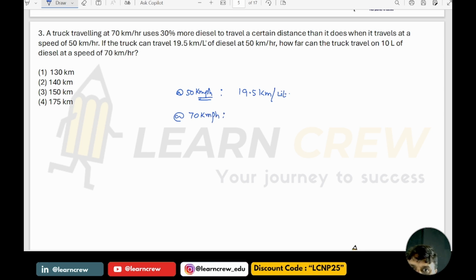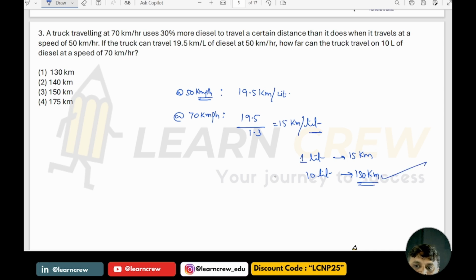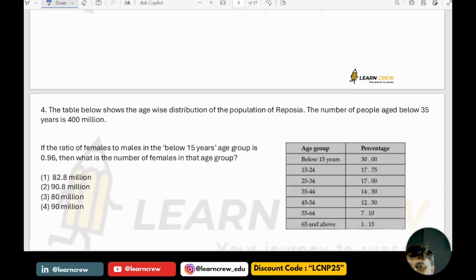So at 70 km per hour, the usage of diesel is increased by 30%. So 19.5 by 1.3 gives 15 km per liter. So how far can the truck travel on 10 liters? Per liter 15 kilometers, so 10 liters is 150 kilometers. So the answer is 150 kilometers. Now, the third question is over.